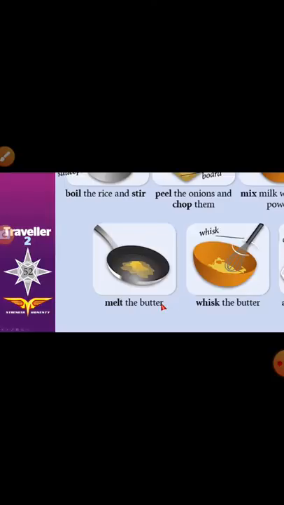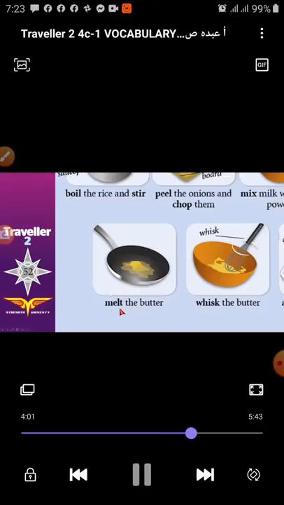Melt the butter. When you make something melt, you transform it from solid into liquid, like water. Butter. تحويل من solid to liquid من شيء صلب إلى شيء سائل. Butter is a fatty dairy product.